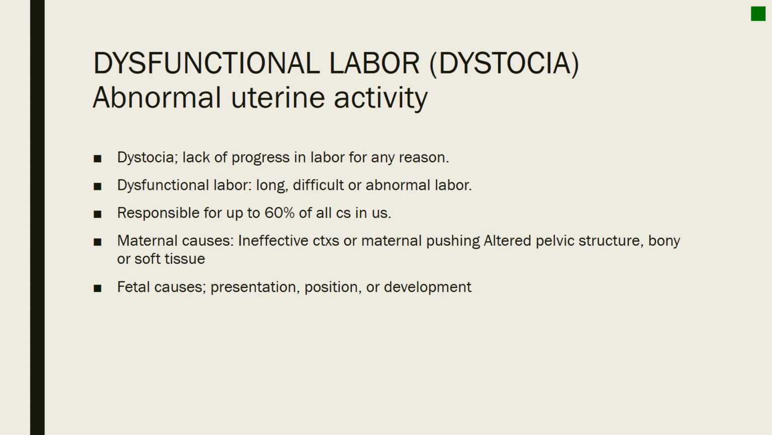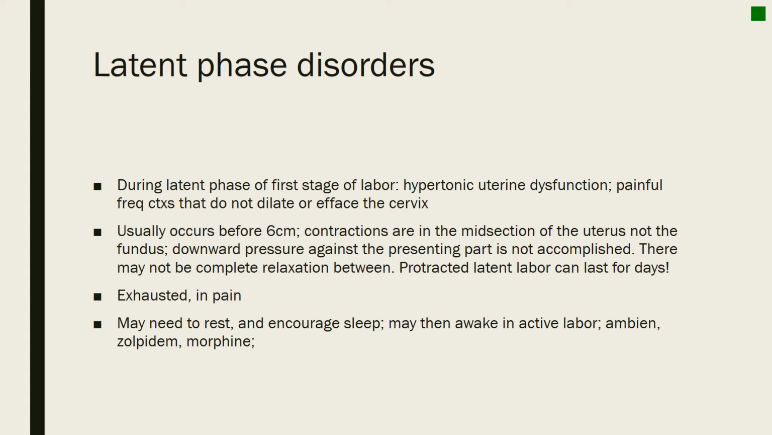All right, dysfunctional labor, also called dystocia. Dystocia is lack of progress in labor for any reason. Dysfunctional labor is a long, difficult, or abnormal labor. These are responsible for up to 60% of our C-sections. Maternal causes: ineffective contractions, maybe it's maternal pushing, altered pelvic structure, or bony or soft tissue abnormalities. Fetal causes: presentation, position, or development.